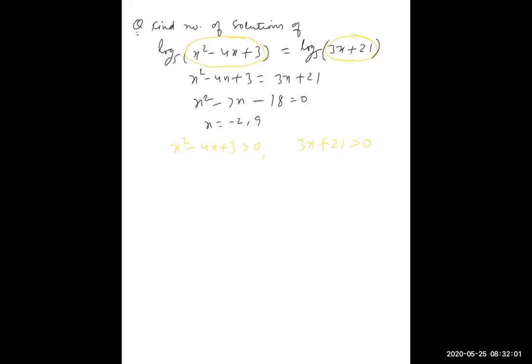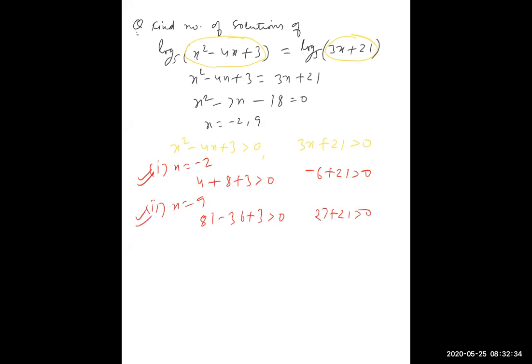So a simple method is to put these values. For example, I put first value x equal to minus 2 here. So 4 plus 8 plus 3, yes, positive, no problem. Minus 6 plus 21, positive, yes, no problem. So this is allowed. Second, put x is equal to 9. So 81 minus 36 plus 3, yes, positive. And 27 plus 21 positive. So this is also allowed. Both are positive, so this answer is correct.